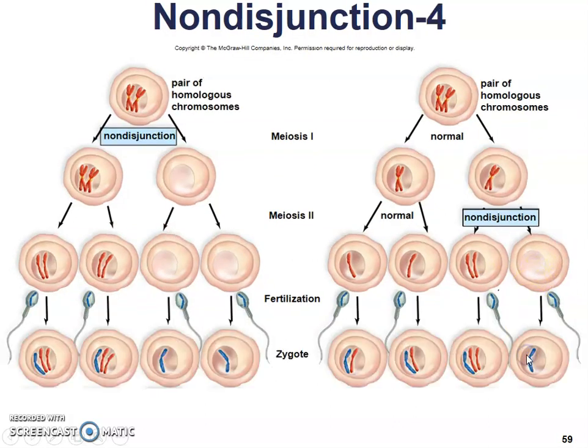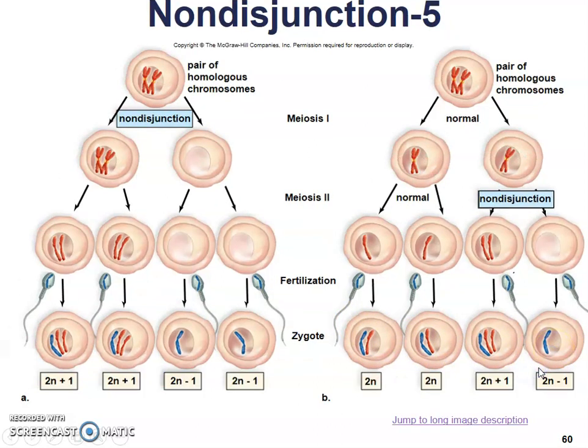And if fertilization occurs, we get a zygote or a fertilized egg that has the incorrect number. So here we would have trisomy and trisomy, monosomy, monosomy. Here we would have 2 normal cells. Here we would have trisomy and monosomy. So here we have labels. All right, so we have a normal diploid plus 1, diploid plus 1, diploid minus 1, and so on.